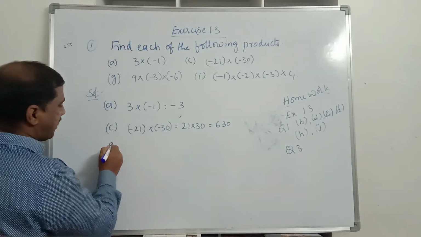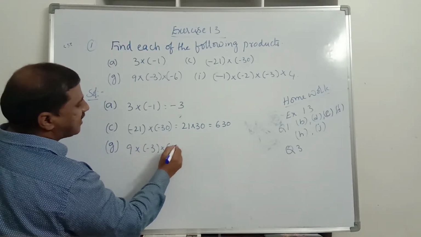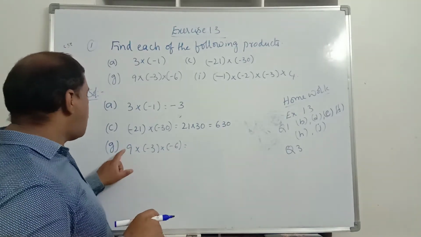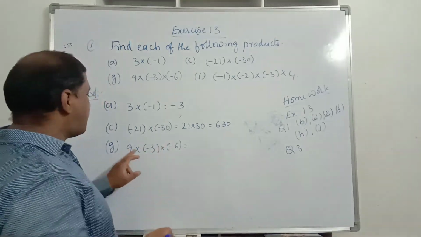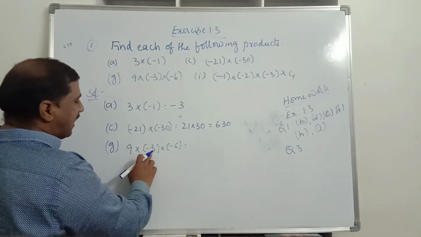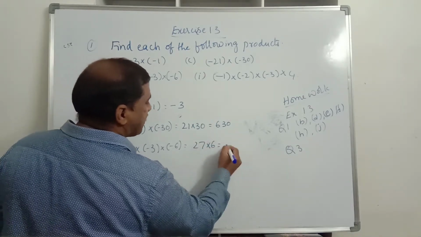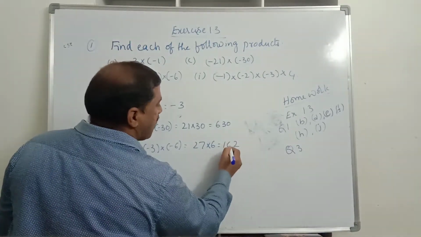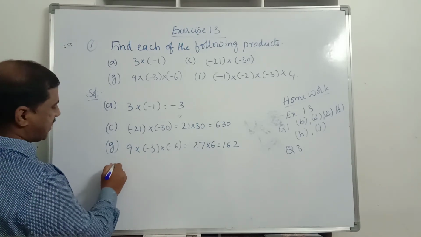Next, G bit. 9 into minus 3 into minus 6, that is equal to, the first step is multiply the arithmetic signs. Plus into minus, minus. Minus into minus it is plus. Now multiply the numbers. 9 into 3, 9 threes are 27, into 6. So what we get? 6 sevens are 42, 6 twos are 12, 12 plus 4 it is 16, 162. 162 we will get.